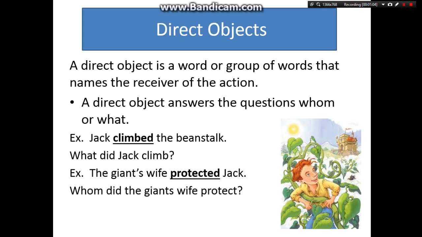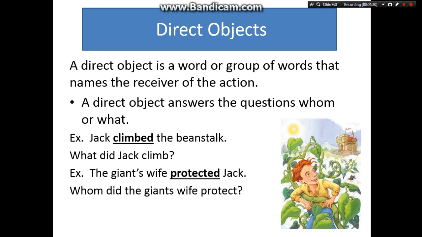All right, so at the very top of your notes on your direct object, on the top part of the flap, you need to write these 2 things. Number 1, you need to write a direct object is a word or a group of words that names the receiver of the action. Underneath that, you need to write a direct object answers the questions whom or what. You do not need to write either of the examples. So take a minute and write those, and then we'll talk about the examples.